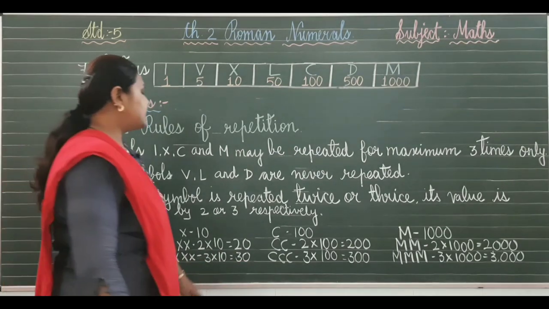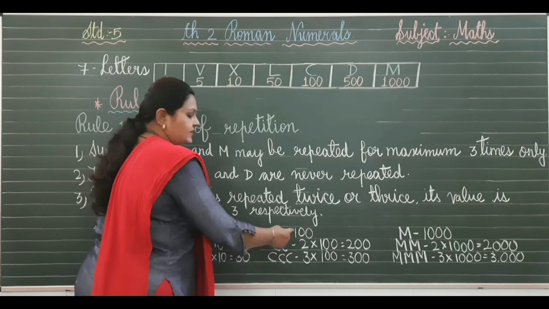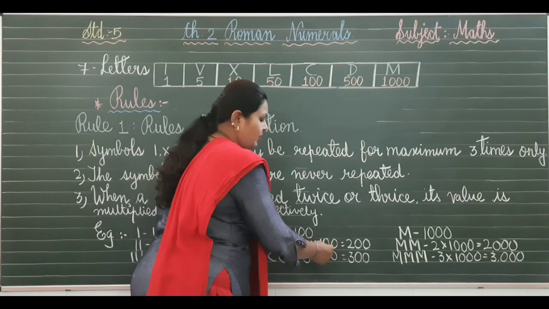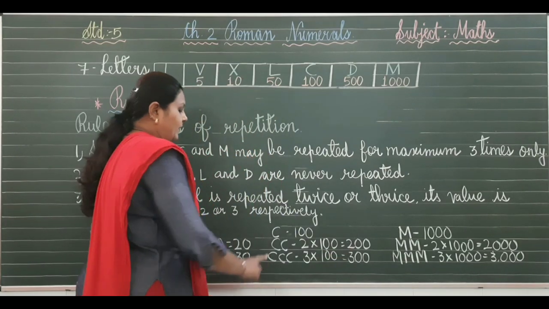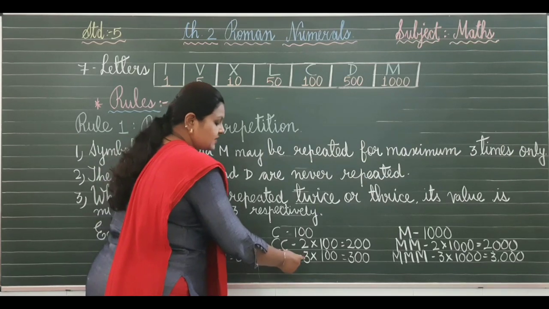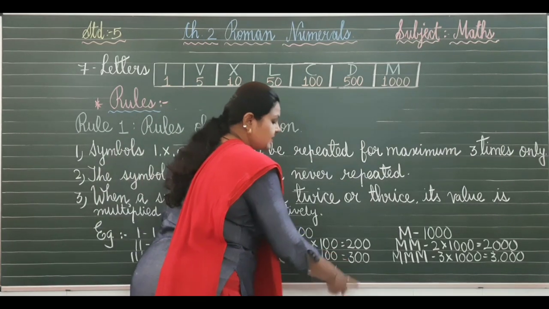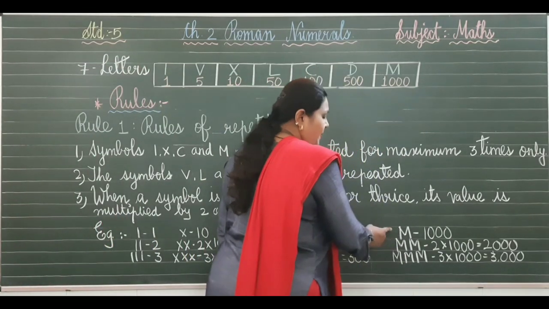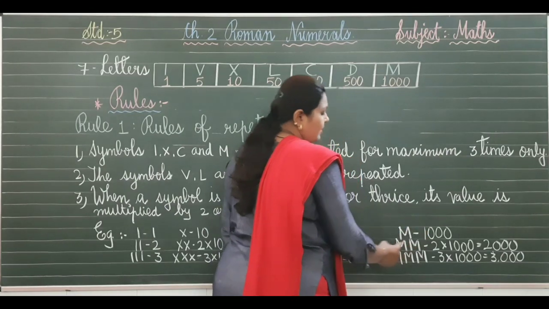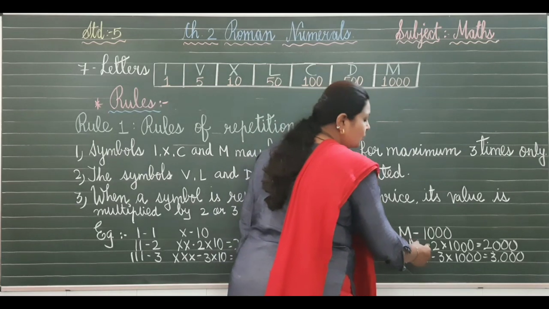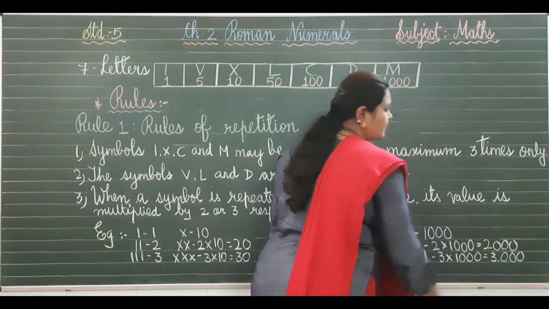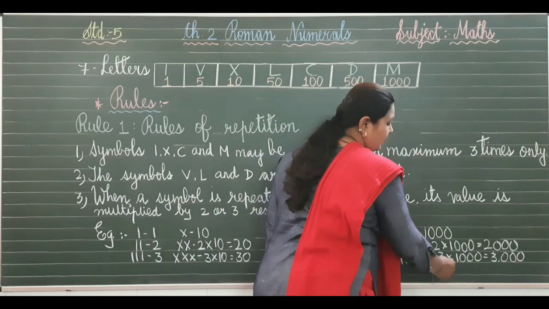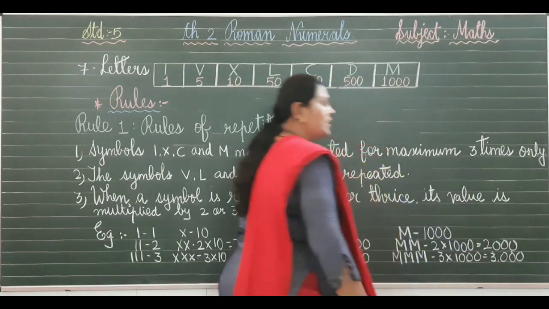Now coming to C. 1 time C, that is 100. 2 times C, so 2 multiply 100, that is 200. Then 3 times C, that is 3 multiply 100, that is 300. Okay, let's have M now. M 1 time 1000, 2 times M, 2 multiply 1000, that is 2000. Then 3 times M, that is 3 multiply 1000 is equal to 3000.